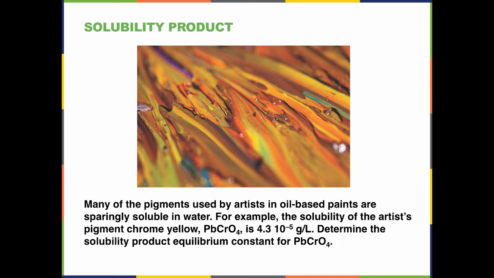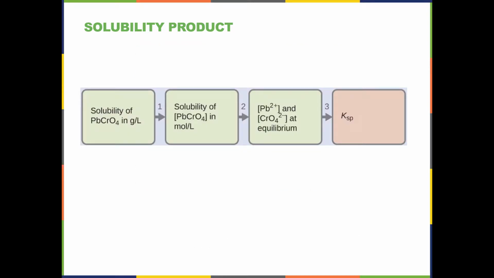Now, pigments used by artists, particularly in lead-based paints, are generally not soluble in water, or only sparingly soluble in water. This is so that they do not wash away when it rains, especially if you're painting outside. An example of that is the yellow pigment lead chromate, which has a solubility of 4.3 times 10 to the minus 5 grams in a liter. What would the solubility product equilibrium constant be for this?